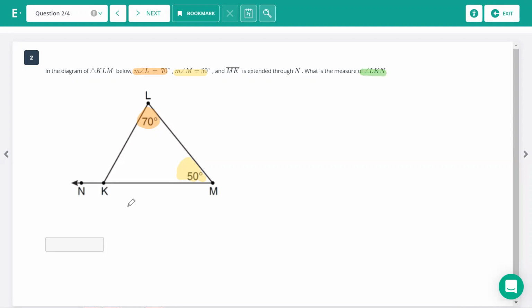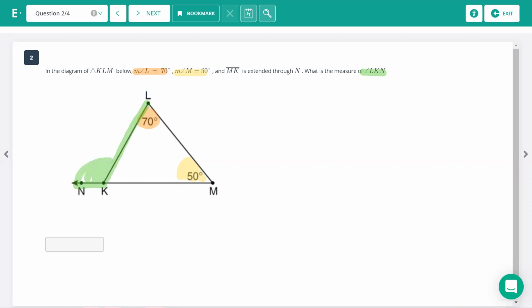So this one is paying very close attention to where this angle is being labeled. Remember we have L to K to N. We want to connect those dots. So the angle that I'm looking for is this one outside here.